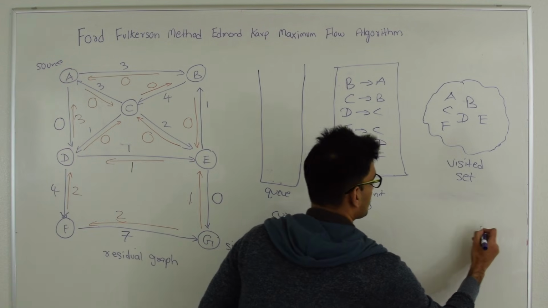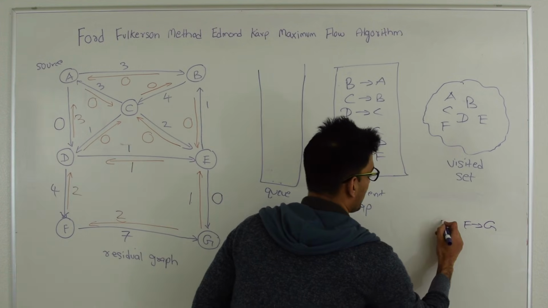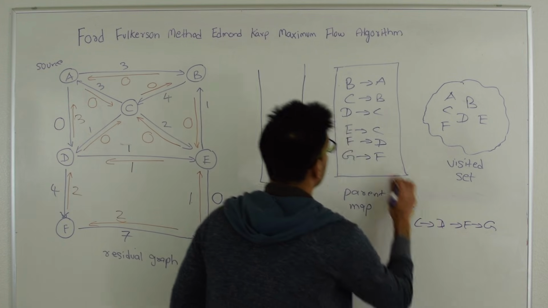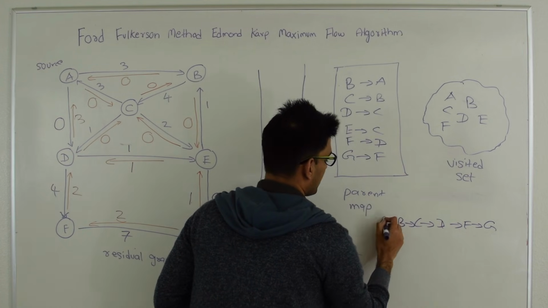So G got introduced by F. And F got introduced by D. And D got introduced by C. And C got introduced by B. And B got introduced by A.